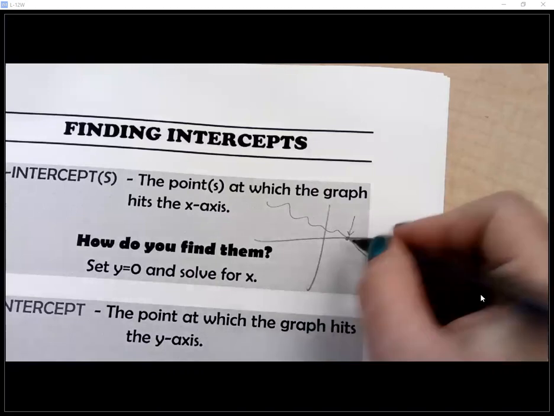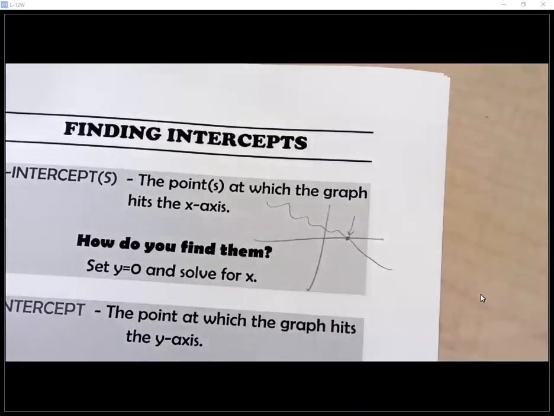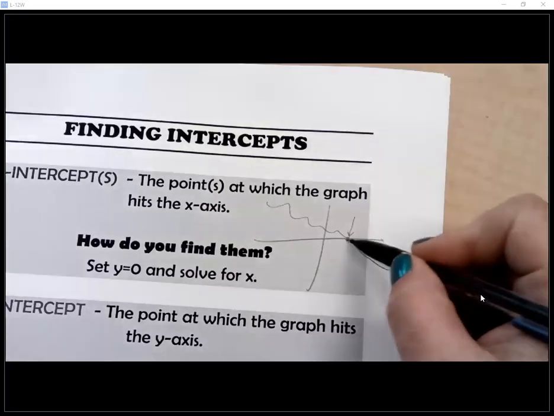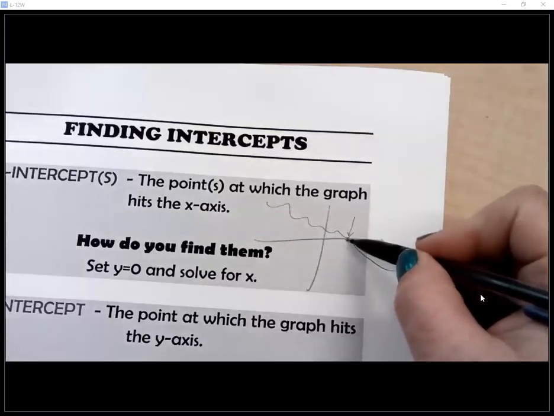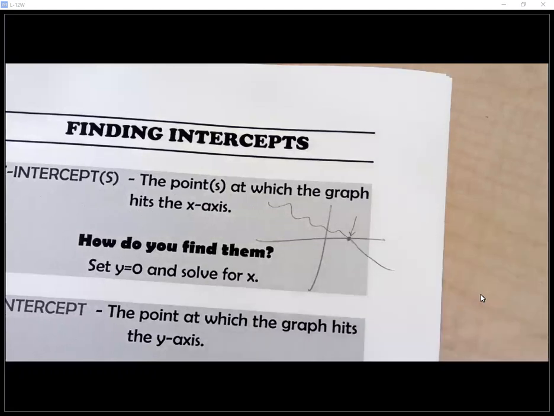I don't know what the X value is. It's something, but the Y value is always going to be 0. No matter where a graph crosses the X-axis, isn't Y going to be 0? If we're talking about the coordinate, this is going to be some X comma some Y, and that Y has to be 0 because I'm not above the X-axis or below, I'm on it. So the Y value is 0.